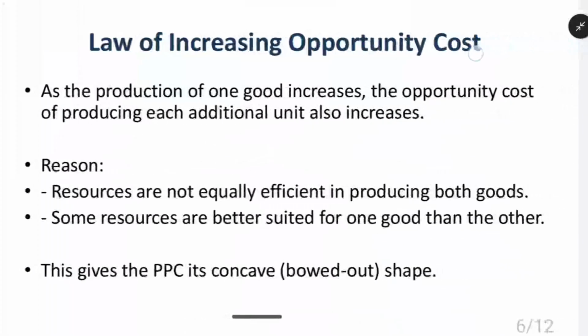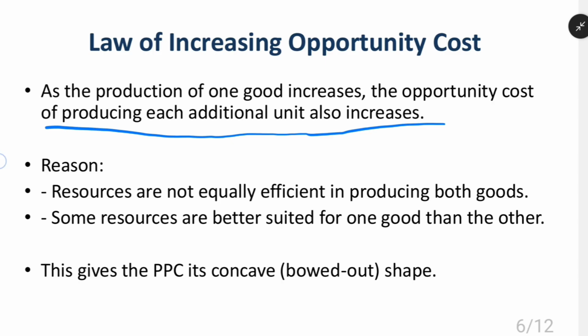Going to the next slide: the law of increasing opportunity cost. So what does it say? As the production of one good increases, the opportunity cost of producing each additional unit also increases. So this is the law of increasing opportunity cost. What is the reason? Resources are not equally efficient in producing both goods.